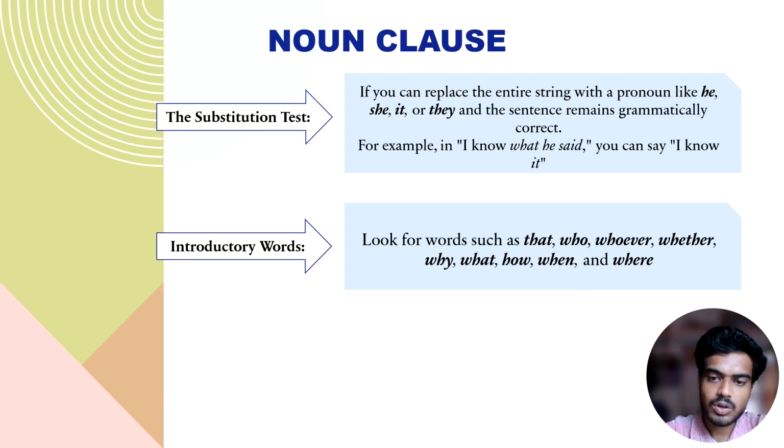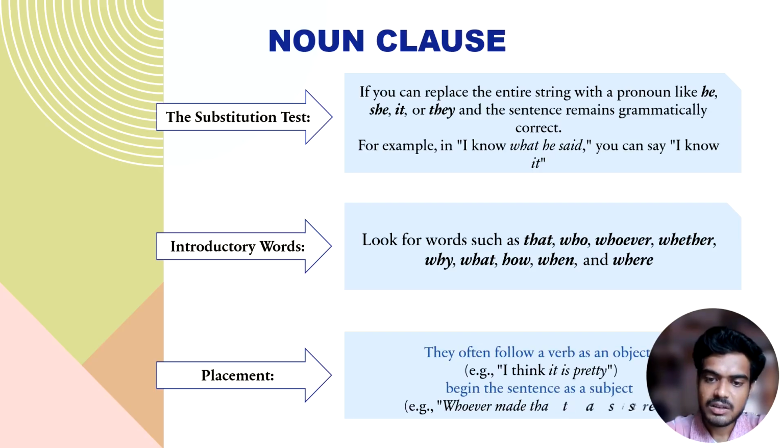If we see the words like that, who, whoever, whether, why, what, how, when, and where, we can easily identify them into noun clause. Okay, next we have the placement test. We can place the noun clause. The noun clause often follow a verb and an object. Okay, this usually sits in the beginning of a sentence and acts as a subject.